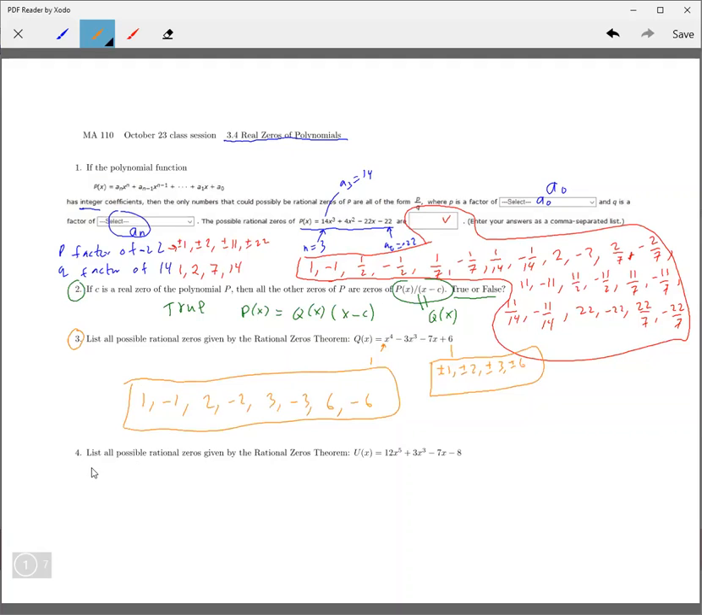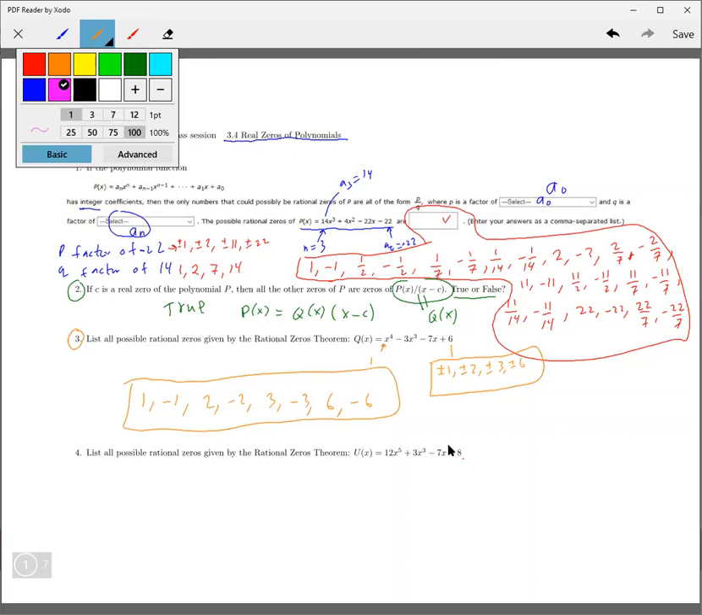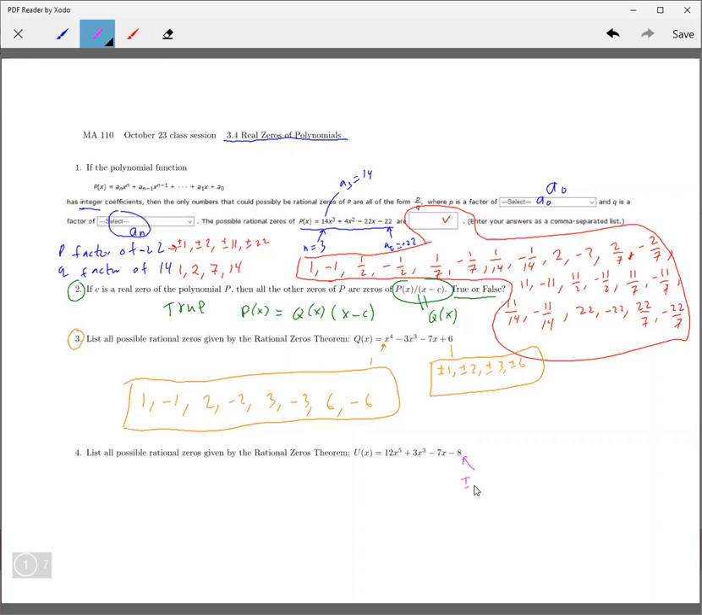Number 4. List all possible rational zeros of this one. Let's do a different color. Here we've got 1, 2, 4, and 8, which are the factors of 8. And then here we have 1, 2, 3, 4, 6, and 12. That has a lot of factors. So it's all combinations of these divided by those.